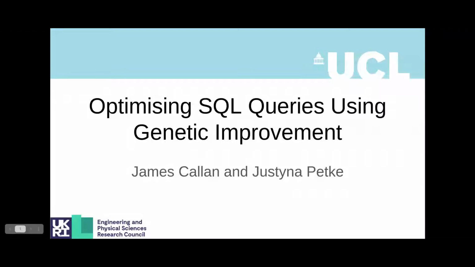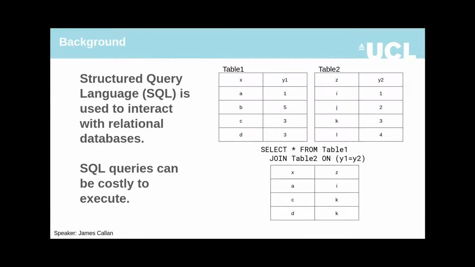This is James Callan from UCL, presenting my and Justyna Petke's paper on optimizing SQL using GI. SQL is the language we use to interact with relational databases. We choose to apply GI to read-only queries, select queries in SQL. This avoids any risk to the database being accessed. We specifically target join statements. They select entries from different tables with some matching value, discarding those with no match.